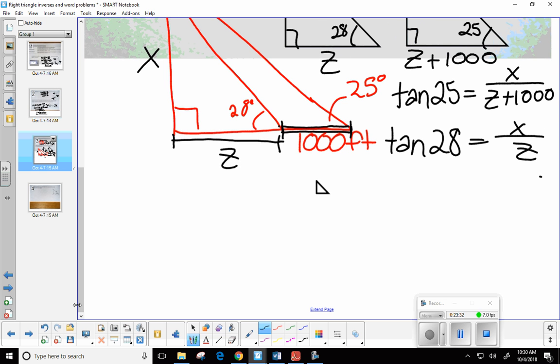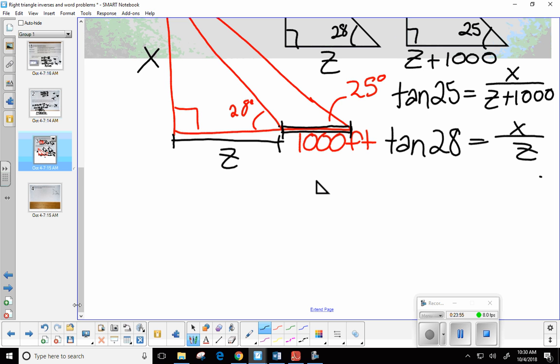Because we have two different variables, right? And we can't solve for variables when we have two different ones. And so we need to solve for it somehow. So what should we do? Yeah, because we're going to solve for the x on both of them and then include it.